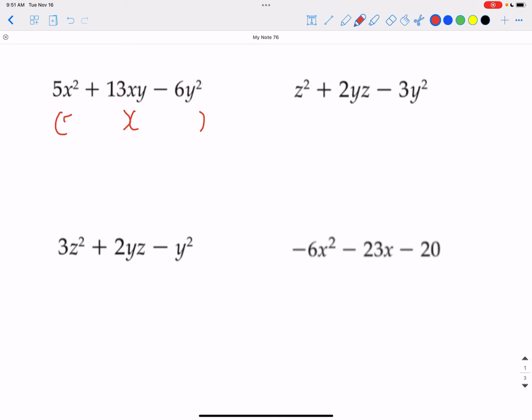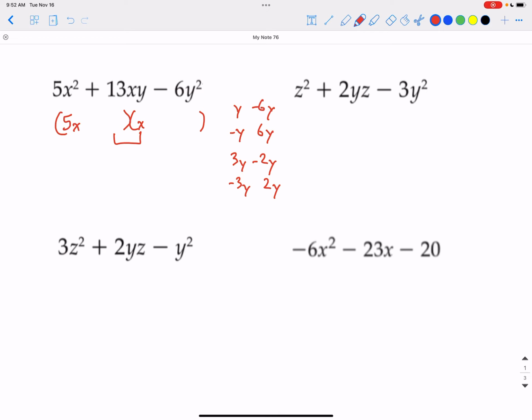We can split up 5x squared as 5x and x, and then we've got to find factors of negative 6y squared. Since it contains a y squared, each of the factors is going to have a y in it, because y times negative 6y would be negative 6y squared, or we could have negative y times positive 6y, and that's negative 6y squared. Could also use 3y and negative 2y. We could do negative 3y and positive 2y. We've got to find which set of factors multiplies to be negative 6y squared, but will also help us add up to 13xy.